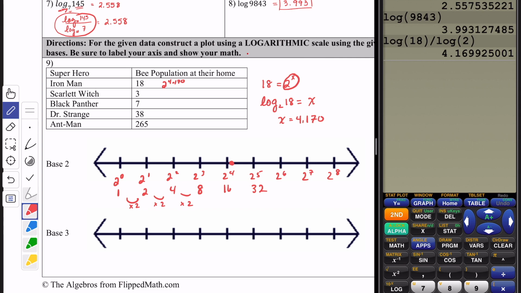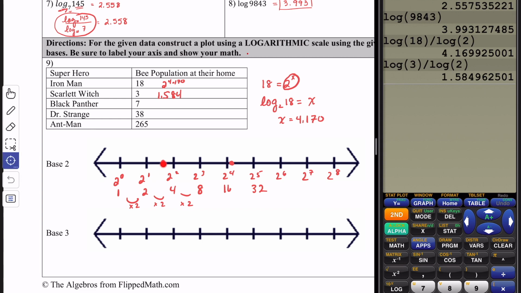And I'm just going to keep doing these, and I'm going to do log base 2 of 3, and you can see me do it on the calculator. I'm just going to do log of 3 divided by log 2. That's my log base 2 of it. So it's about a 1.584. So I want 2 to the 1.58, right there, if you can see where I put that.